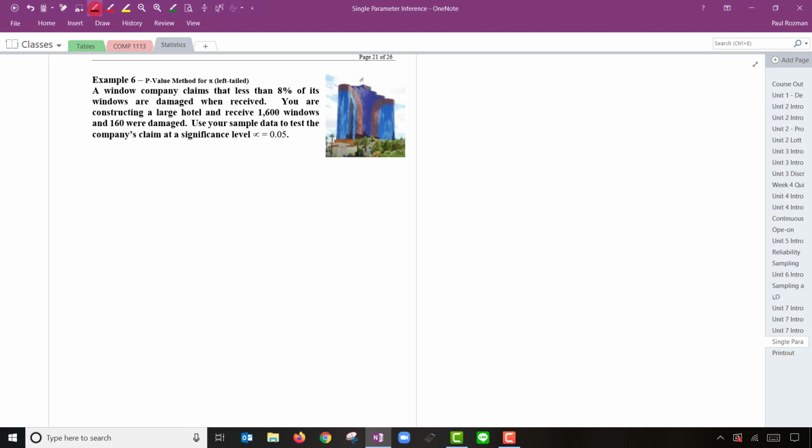Again, we have 1,600 windows, and again, 160 were damaged. But now the claim is going to be different. The company is now claiming that it's actually under 8%. They claim that less than 8% are broken. And that's what step 1 is. Write down the claim.